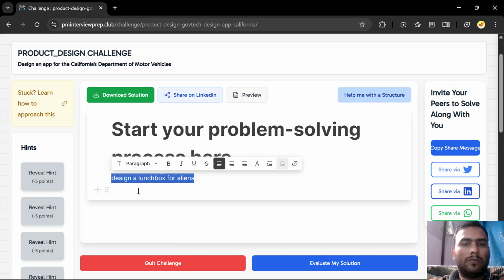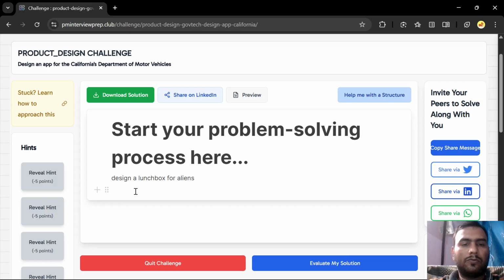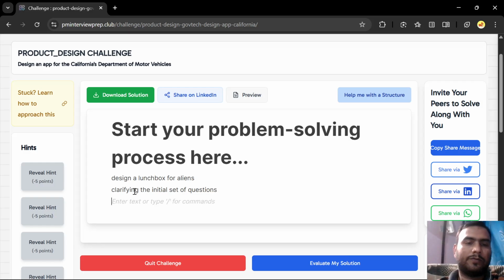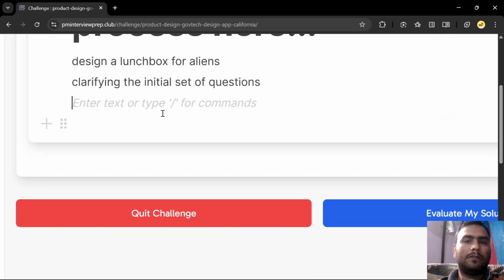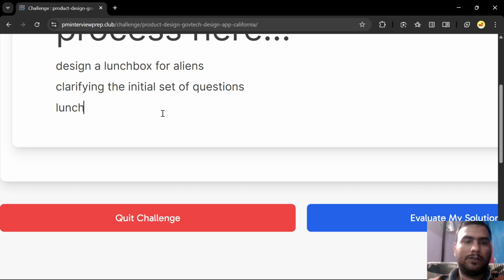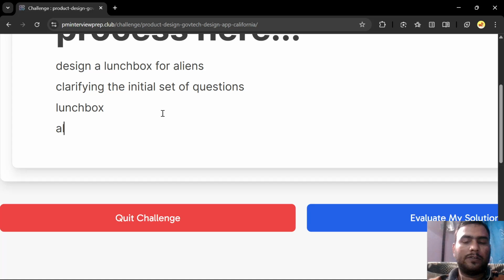So we had to follow the same framework that we have been following, of clarifying the initial set of questions that we might have. When we say this, there are two factors. First one is the lunchbox, and second one is the aliens. So we need to find out more information about both these aspects.